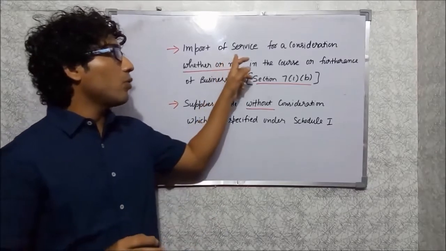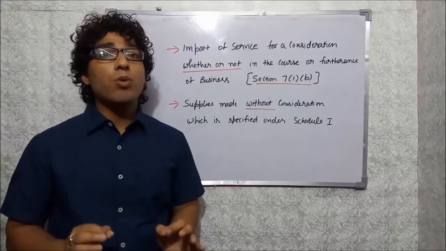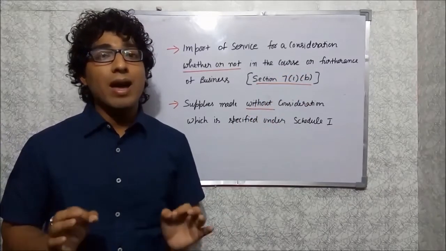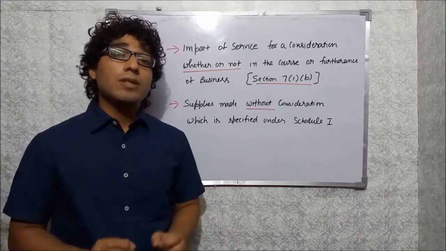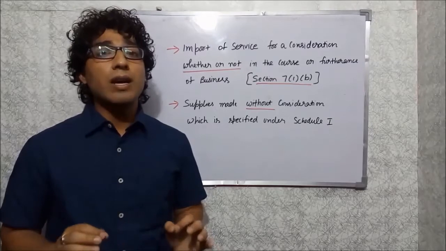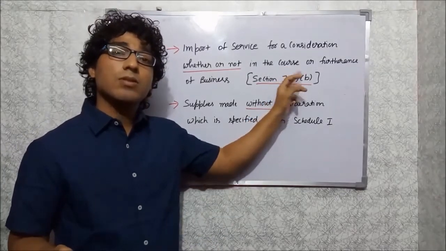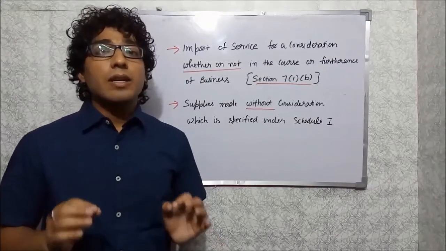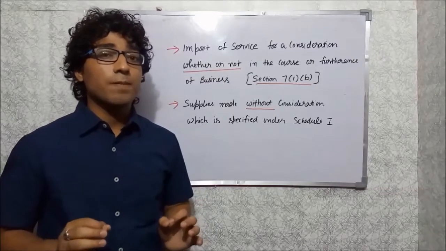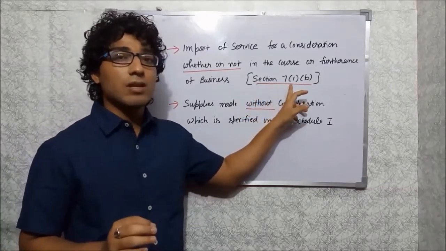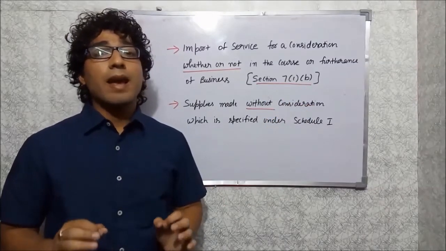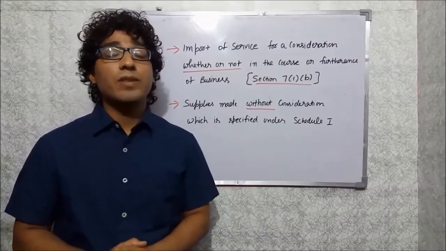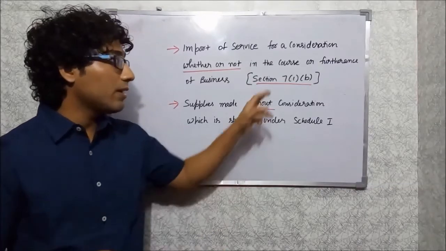The first situation is the importation of service for a consideration. If there is an import of service for consideration, whether or not it is in the course or furtherance of business, it will be treated as a supply of services under GST. So if we import any services for a consideration, then we don't need to check whether it is in the course or furtherance of business. This is contained in section 7 subsection 1 clause B of the CGST Act, which talks about the importation of services. If it is made for consideration, then we don't have to look at the other aspect, like whether it is in the course of business.